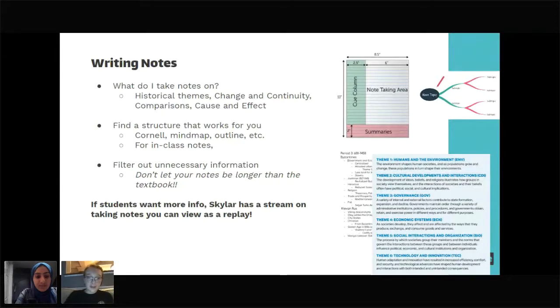And then the next thing, we should remember to filter out unnecessary information, because you don't want your notes to be way, way too long. You can just read your textbook if you want that.